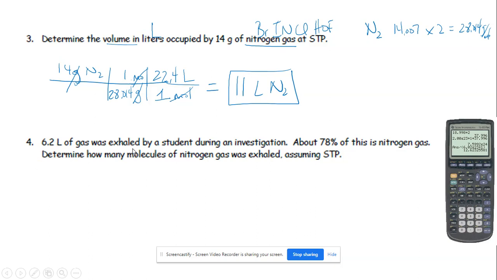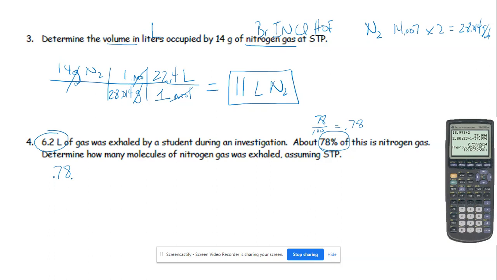Next one, 6.2 liters of gas exhaled. 78% of that gas was nitrogen. How many molecules of nitrogen gas was exhaled? Well, first we're going to have to figure out how many liters of just nitrogen gas we have. So 78% of 6.2 liters is nitrogen. Remember that in math, a percent turns into a decimal by dividing by 100. So 78% divided by 100 gives us 0.78.